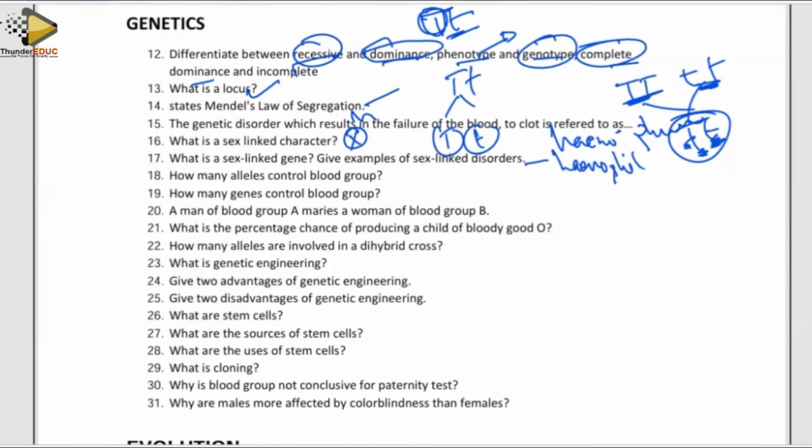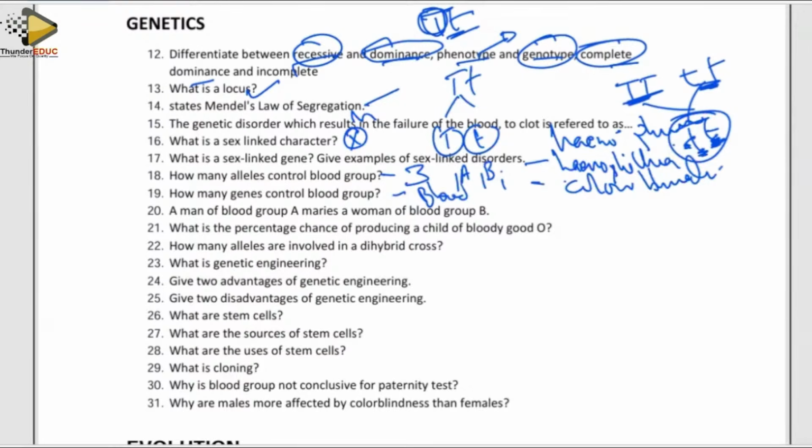hemophilia, and then you can also talk about color blindness. How many alleles control blood group? There are 3. What are they? They are the allele for A, the allele for B, and the small allele. How many genes control blood group? It's 1 gene. What is that? The blood group gene.